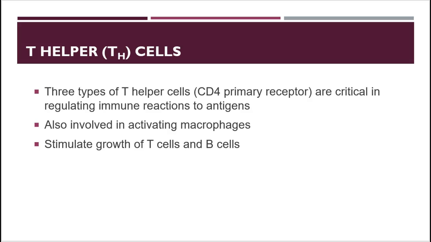All right. So as you saw on the chart, there are 3 different types of T helper cells. CD4 is their primary receptor. They are critical in regulating immune reactions to antigens. They also activate macrophages and stimulate the growth of T cells and B cells. And in the table you notice there are a number of IL numbers. Those are interleukins. They are cytokine compounds that are involved in stimulating the growth of T cells and B cells.